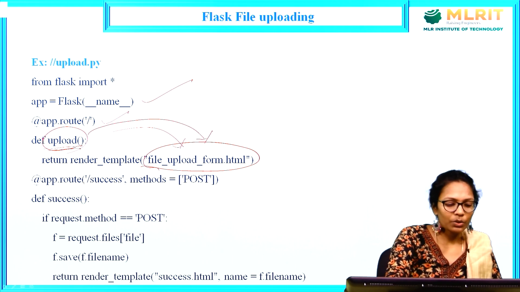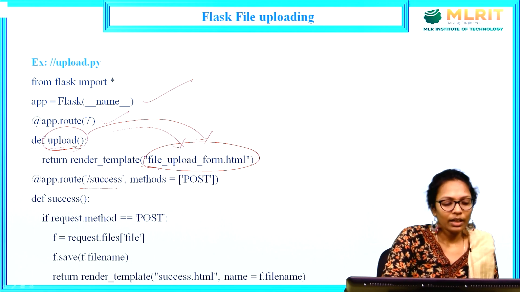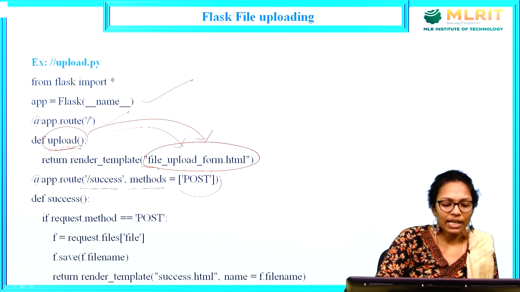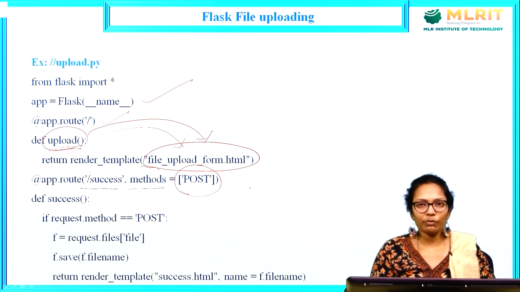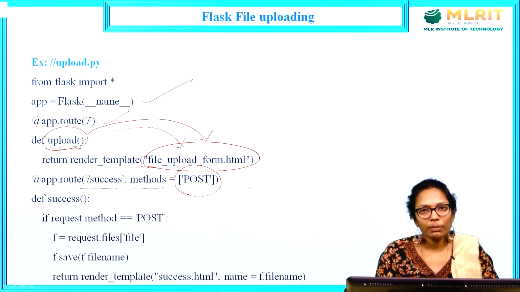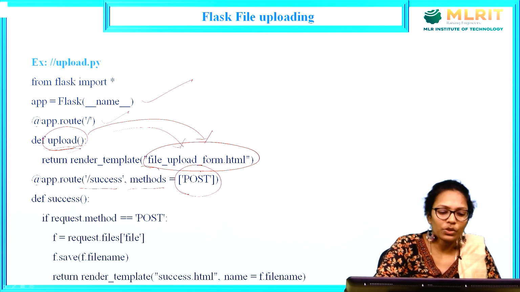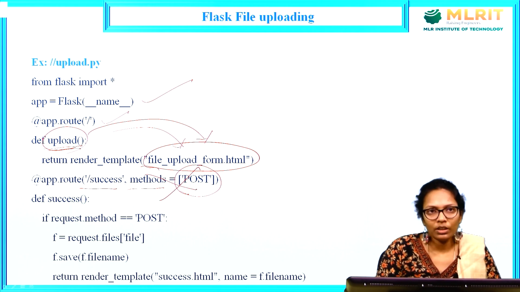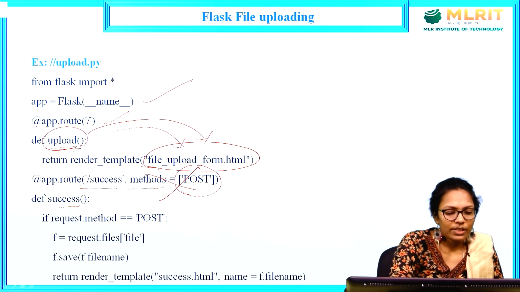And we have another route for success, /success, and we are giving the methods as post. Of course, we can also mention post comma get. We have two possible methods here, but I'm giving the methods as only post here. If your method is only post, then you don't need to mention it at all. Or else you can also give methods equal to post comma get. Now for the /success URL, the success method will be executed.